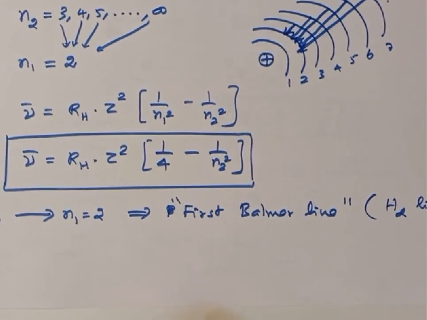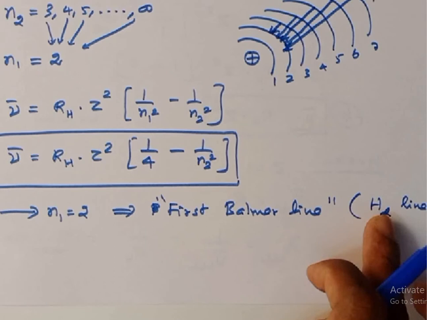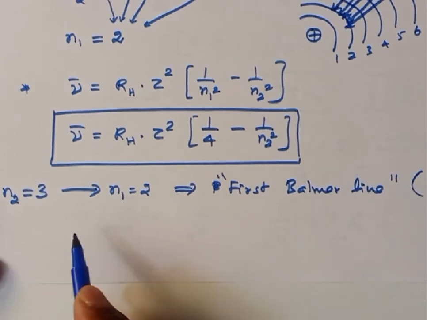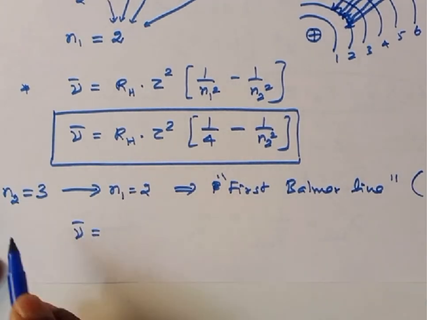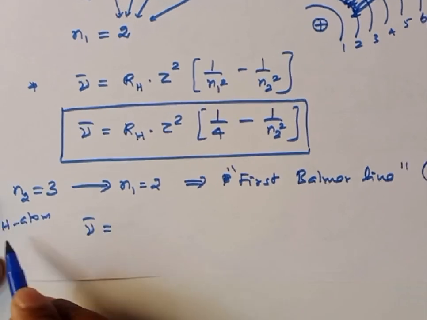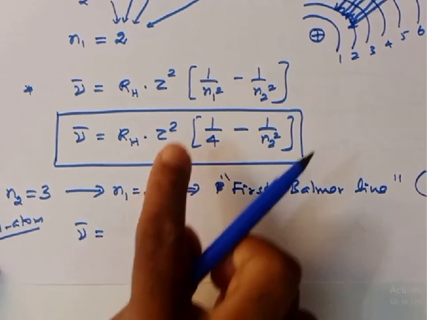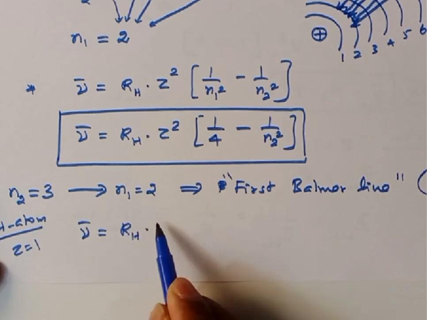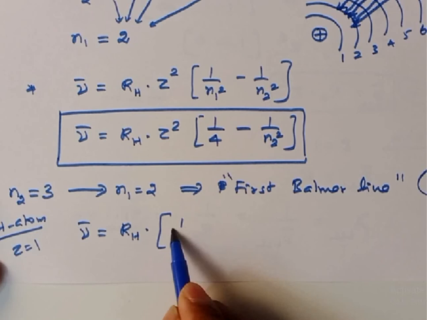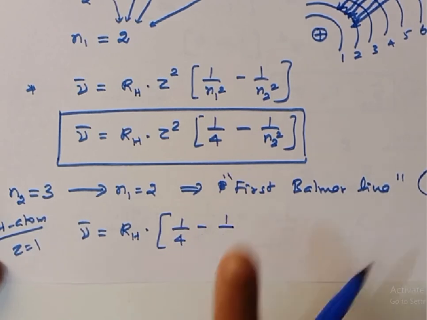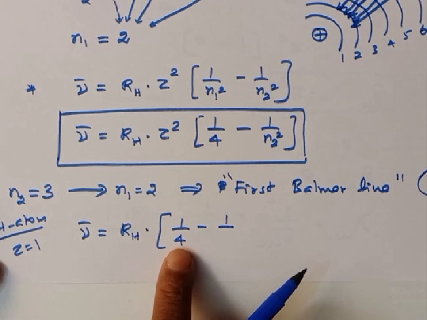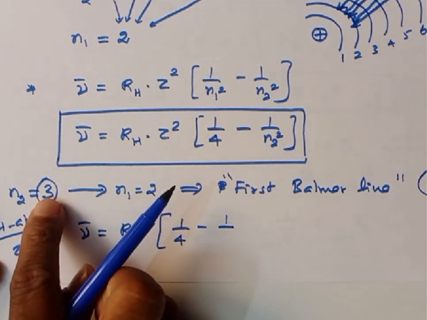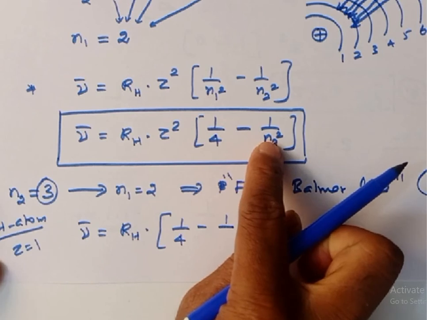Now, I'll show you how to calculate the wave number of the first Balmer line, that is H alpha line. How to calculate this? See, nu bar equal to, you know the formula. First, I'll calculate this for hydrogen atom. So, for hydrogen atom, Z is 1. Therefore, wave number equal to RH into Z square, 1 square is 1. I will write that into 1 by 4 minus 1 by, see, lower level is 2. So, it becomes 4. You should focus only on higher level in the case of Balmer. Higher level is 3. So, if I put 3 here, 3 square is 9. So, we will get 1 by 9.